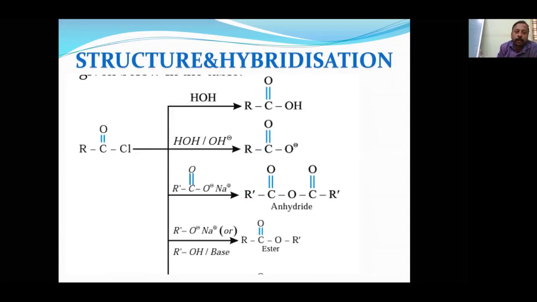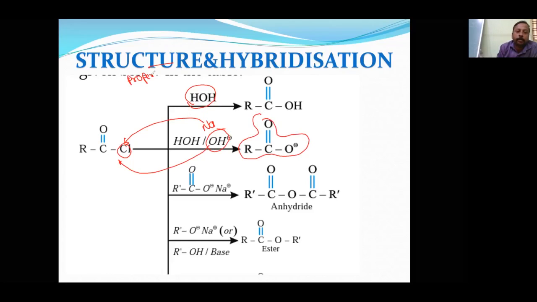Another method is hydrolysis. You can do hydrolysis in the presence of acid or alkali, no problem. Alkali means NaOH or KOH. At that time Na will be removed with Cl and OH will be substituted here. So again you will get acid.